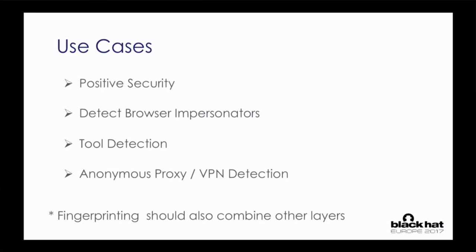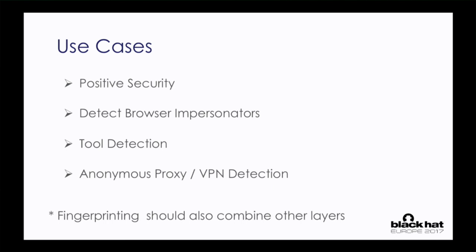Well, there are several use cases for this. First of all is positive security. If a request is coming from a browser which asserts to be a certain version of Chrome associated with a certain operating system, you can validate that. You can look at the fingerprint and see if it matches the fingerprint that we have recorded for this particular version and for this particular operating system. That would allow us to detect browser impersonators. We can detect search engine impersonators. We can detect all sorts of other tools.